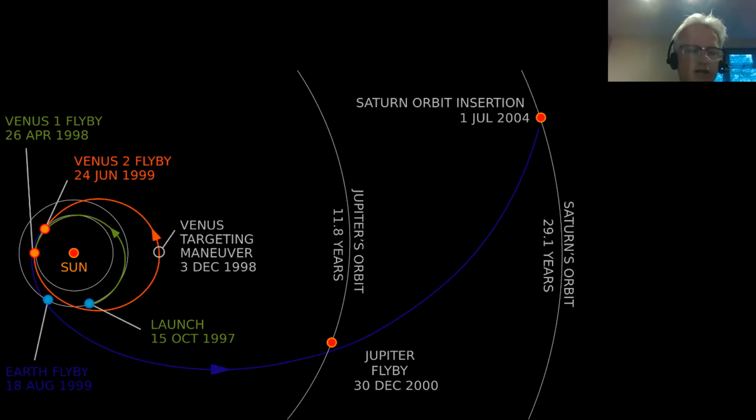And so there were 2 Venus flybys in 1998 and 99, followed by an Earth flyby in August 99, which took it beyond to Jupiter's orbit and indeed bypassed Jupiter after 11.8 years, and finally arrived at Saturn on the 1st of July 2004.